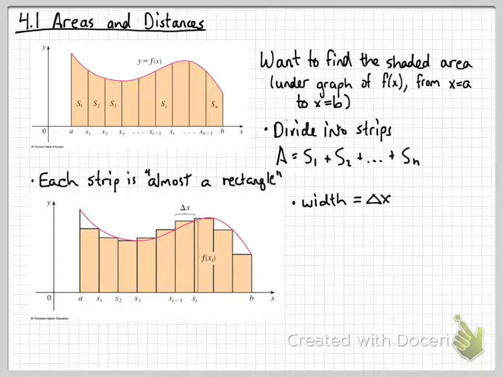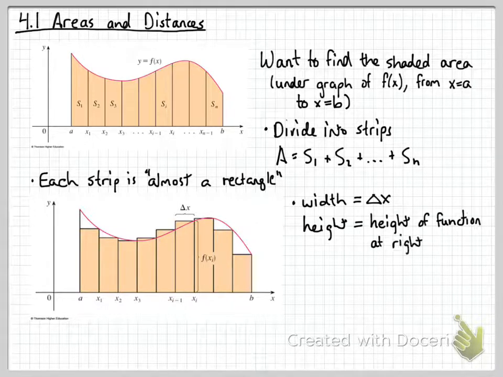The area of a rectangle is width times height. The width is this delta x width, that is how wide each little rectangle is. And the height is the height of the function. And in the picture it's drawn so that the height is whatever the function is at the right-hand edge of the rectangle. So the first rectangle's height you get by going to x1 and seeing how tall the function is at x1, and so on. So it's f of that right-hand x value is the height.